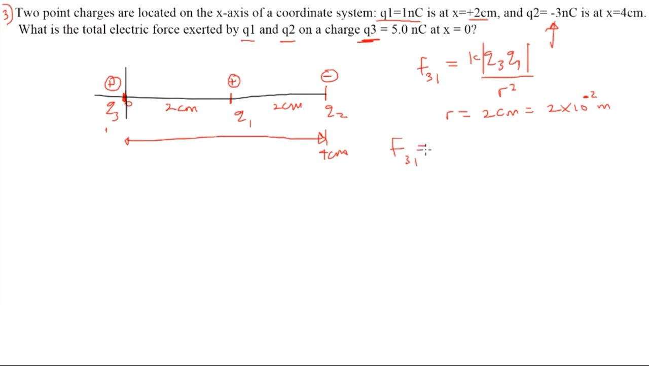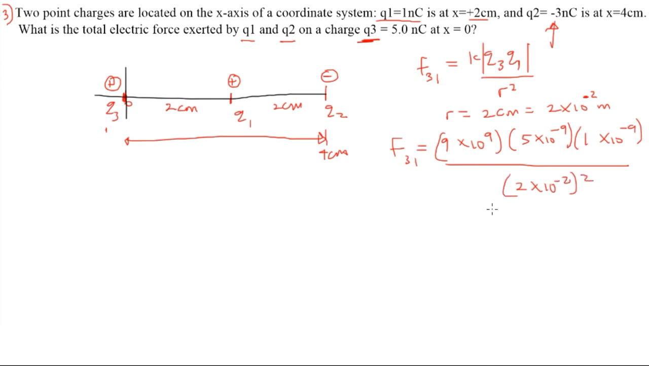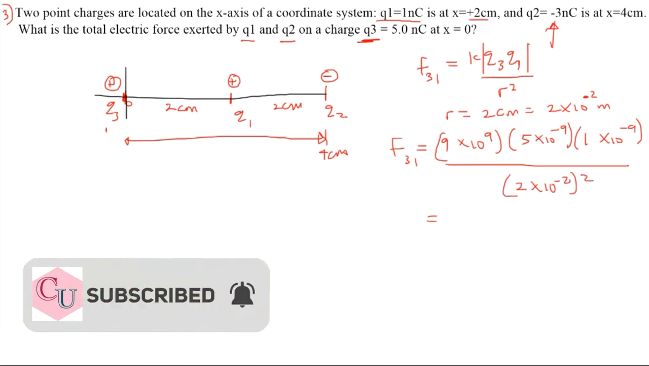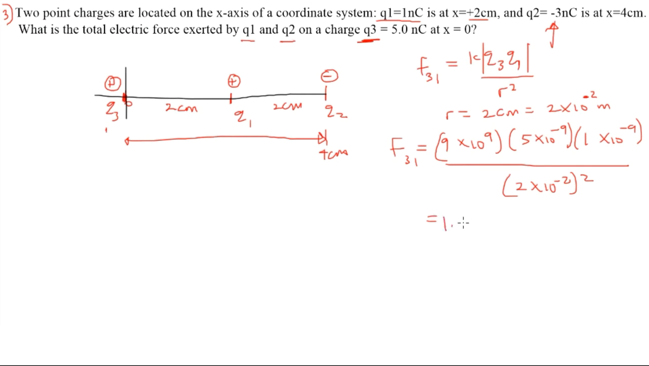Now F31 will be equal to K, which is 9 × 10^9, and then Q3 has a magnitude of 5 nano, and nano means 10^-9, and then Q1 has a value of 1 nano, that's 1 × 10^-9, upon the square of the distance between them. So I have something of this nature. Finally, if you press this on your calculator, it is 1.125 × 10^-4 newton.